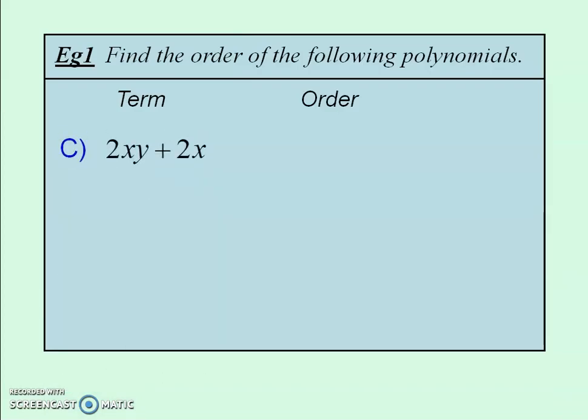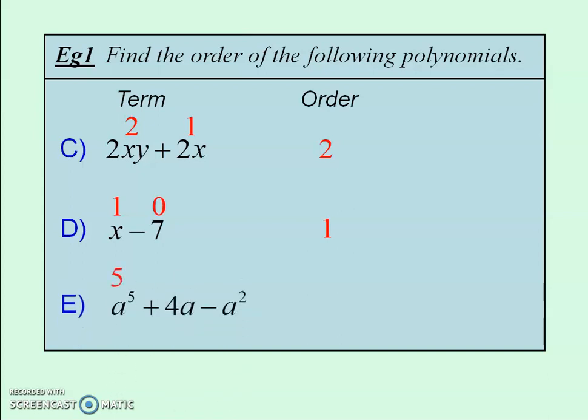If you want to give this one a try, the degree of each one, and then the order is the highest degree. In this case, the order of this polynomial is 2. This one would be 1. And again, if you want to pause and give this one a try, the order of this one is 5.